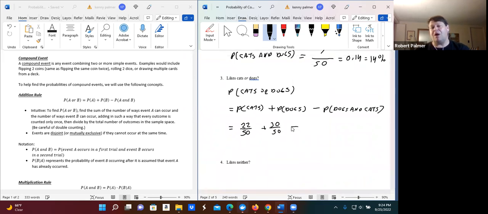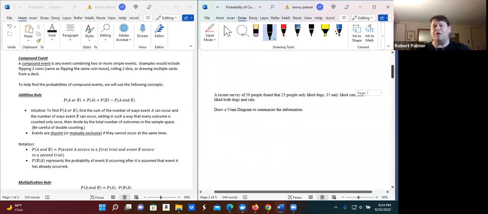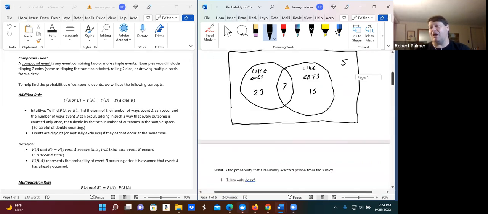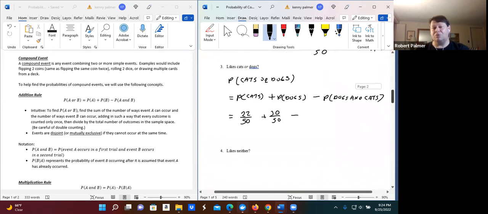Now, here's the problem. If we stop there, what would be the problem? If you notice, we counted the ones who like both cats and dogs twice. I counted that 7 in the 22 who like cats, and also counted that 7 in the 30 who like dogs. So if I left it as it is, I'm overcounting those 7 people twice. So then I subtract off the number who like both cats and dogs, which is what we found in the last example, and that was 7 out of 50. That way we don't count that same group twice.